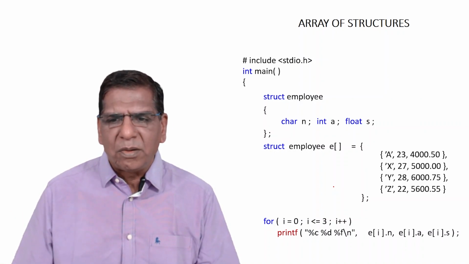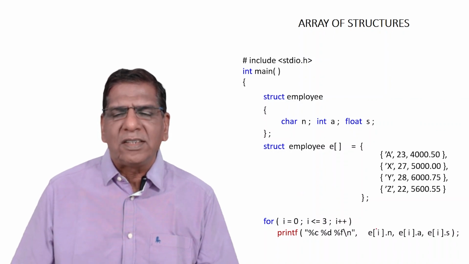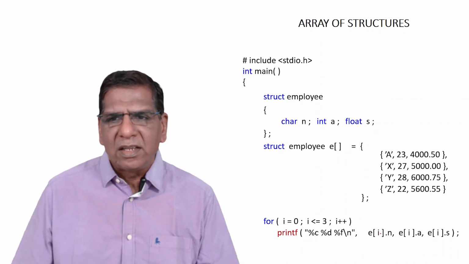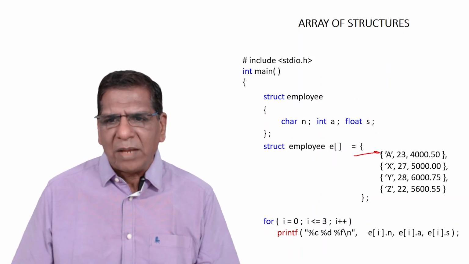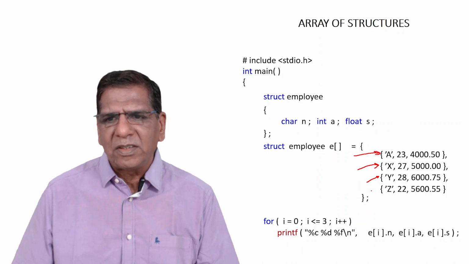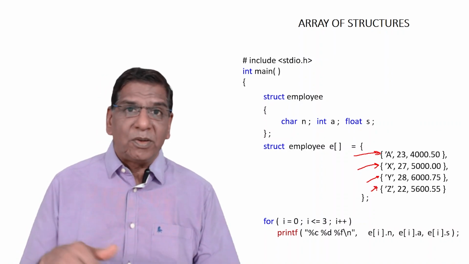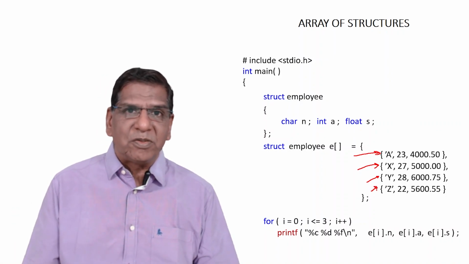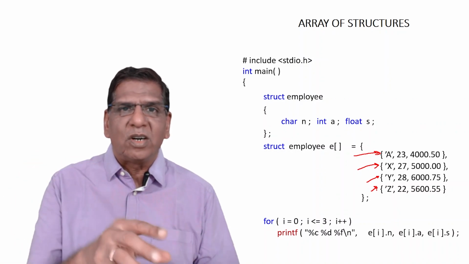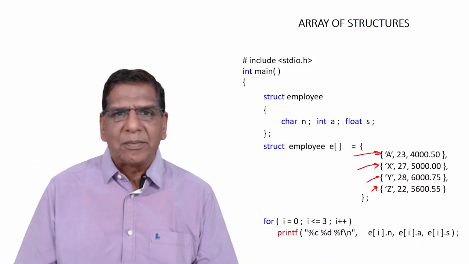When i is 0, this will be e[0].n, e[0].a, e[0].s, and that would take us to this record, 0th record. When i becomes 1, we are referring to elements of first record. When i is 2, elements of this record. When i is 3, elements of this record. So this way processing of all records becomes very efficient the moment these records become part of an array. Finally put a closing brace of main.